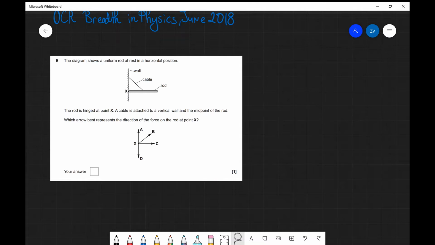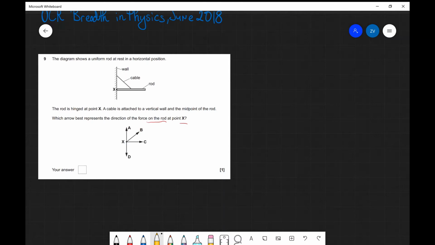Okay, so we have to be really careful with the wording here. They're asking us for the force on the rod, not on the wall. And it's at point X exactly. So at point X, which is just over here. Well, the forces balance is actually really interesting. So let me just make a little diagram over here. So this over here is point X. We've got the cable, which is kind of pulling things upwards.